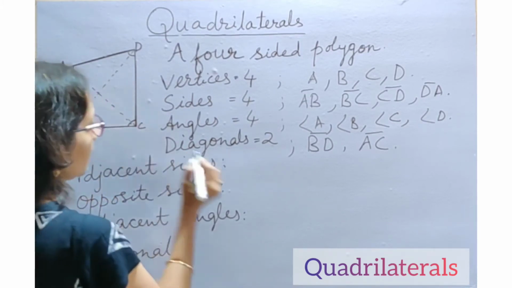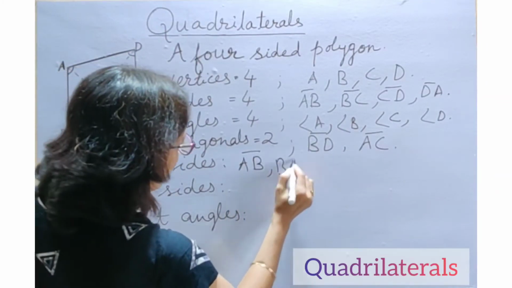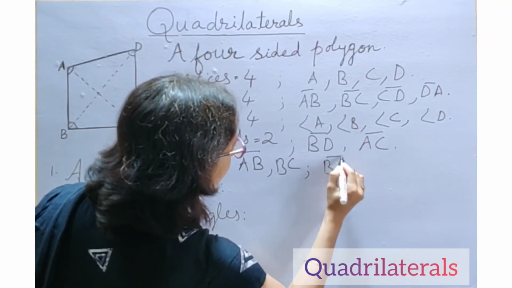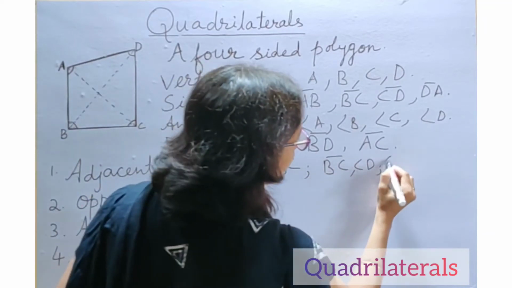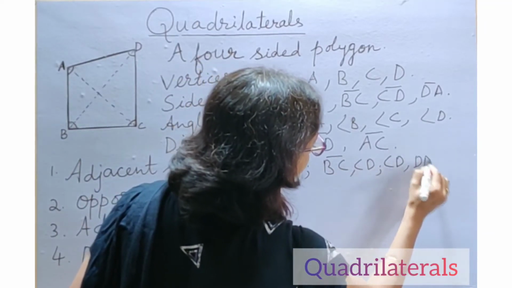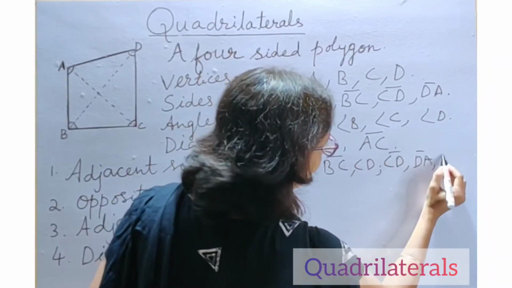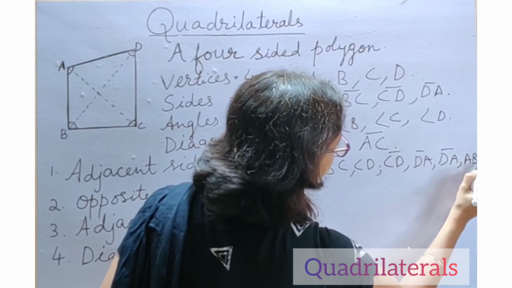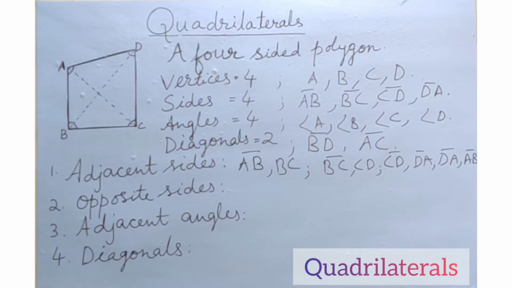So these are the adjacent sides: AB and BC, then BC and CD, then CD and DA, and next DA and AB. These pairs are adjacent sides.